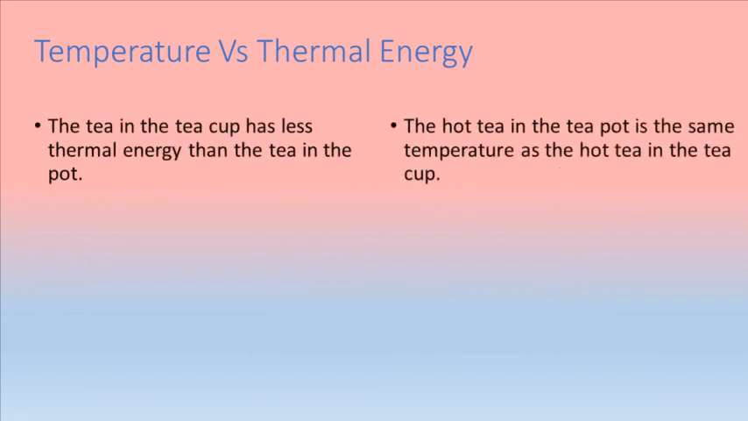Here we have the answers to the above picture. The tea in the teacup has less thermal energy than the tea in the pot. The hot tea in the teapot is the same temperature as the hot tea in the teacup. That means the tea in the pot has more thermal energy than the tea in the cup because it has more mass.